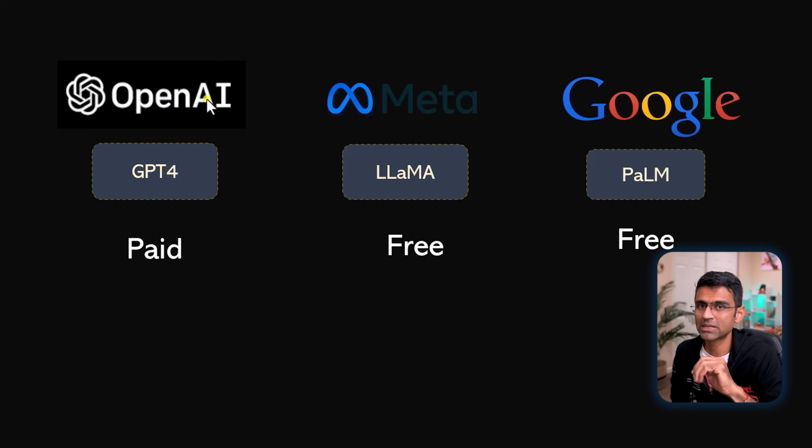Whereas Google's Palm is very easy to set up. It works similar to the OpenAI API, where you just make a query to their Google server. And the beautiful thing here is it is all free.